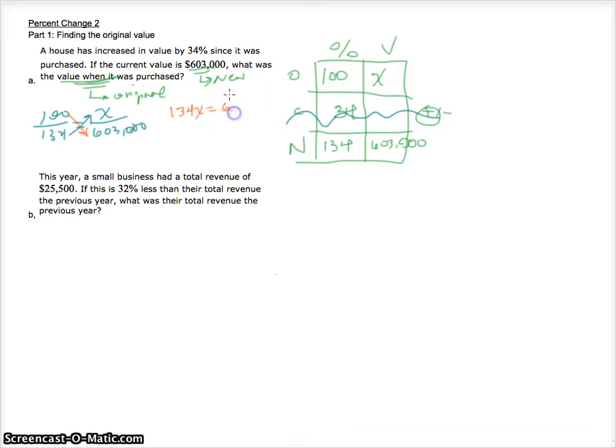Excuse me, 60,300,000. Okay, now I'm going to divide by 134. And that results in my price change. So 60,300,000, and we get that the original price was $450,000.